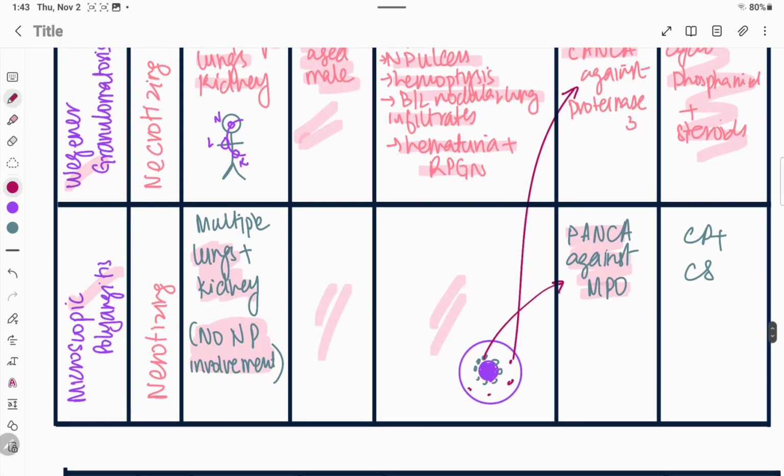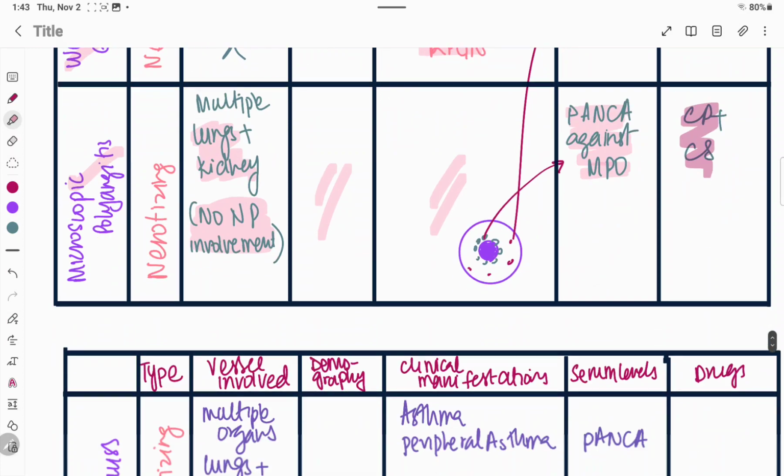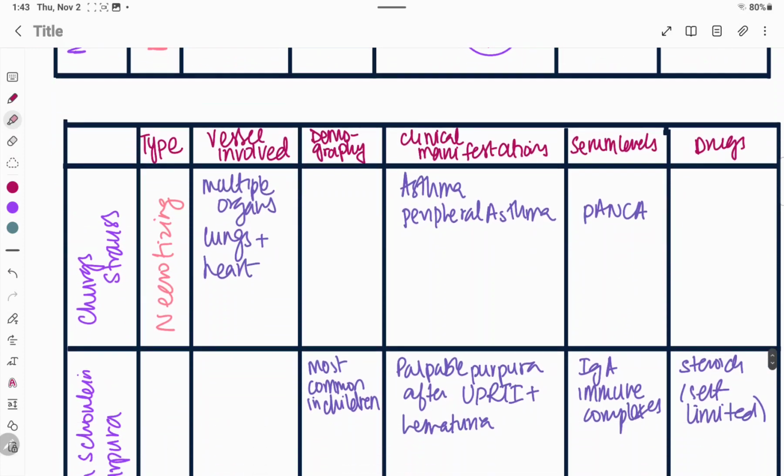Okay, what are the drugs you give? Cyclophosphamide and corticosteroids. Then we have Churg-Strauss disease. Churg-Strauss disease is also called eosinophilic granulomatosis with polyangiitis. So you need to remember this because Churg-Strauss was a Nazi German, and most of the books and even examiners don't use this word. So let me write it out for you. But in many other books it is still used, but I'm still going to write it out for you guys.